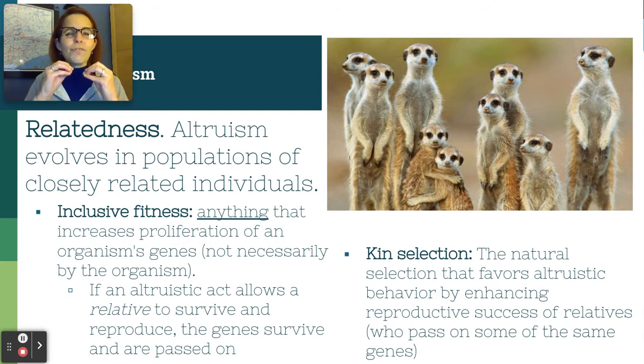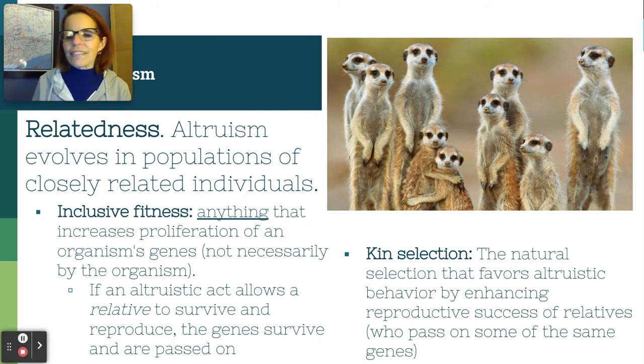And so if I make a behavior that protects my brother, who shares a lot of the DNA that I have, then even if I die, my brother's genes go on to survive. And so that trait of being altruistic, of saving each other, gets passed on because my brother and I share the same genes. Kind of a crazy concept.